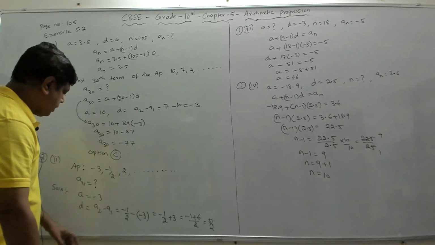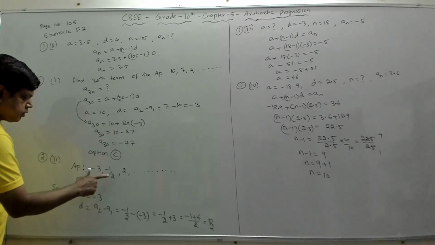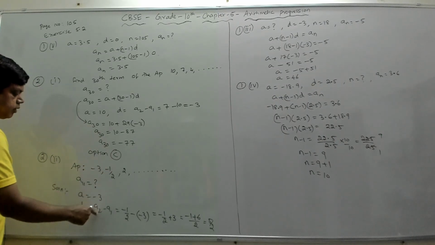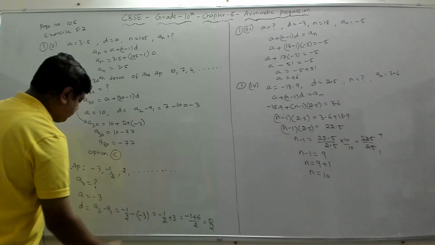That is your D. So A is minus 3, the first term, and D is A2 minus A1. A2 is minus 1 by 2, and A1 is minus 3. So A2 minus A1 gives you 5 by 2. So that is your D.